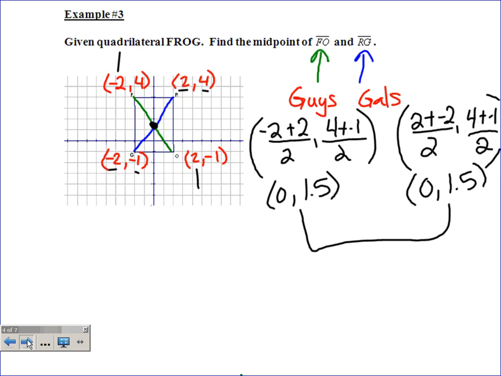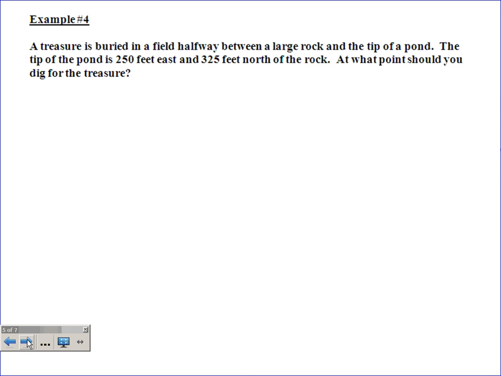Yeah. That's good. Okay, what about a word problem? Can you handle a word problem? Probably not. This is tough. Let's see. Claire, can you read this for us? Okay, let me draw a picture of that.